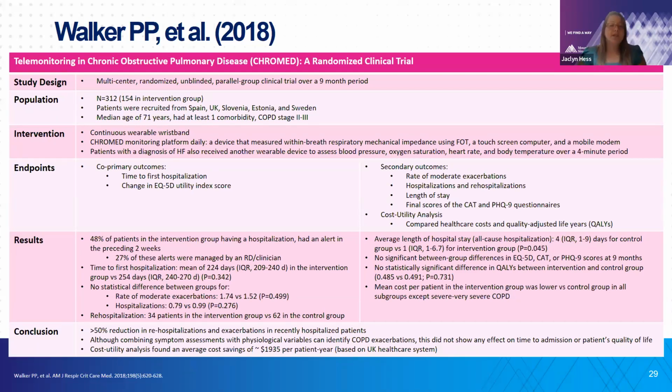They concluded that the patients in the intervention group had a more than 50% reduction in rehospitalizations and exacerbations. And they noted that when they combined the symptom assessments with physiologic data, it helped them identify the exacerbations better. And then their cost utility analysis found an average cost savings of about $1,900 per patient year based on UK healthcare costs.